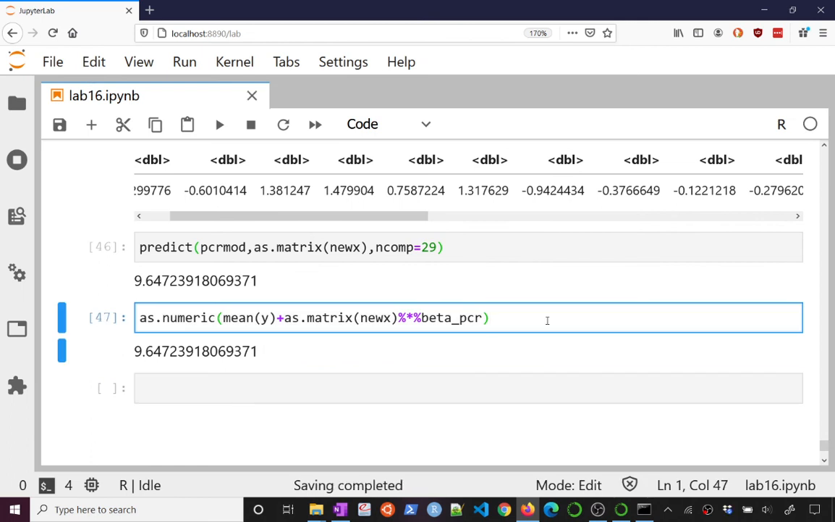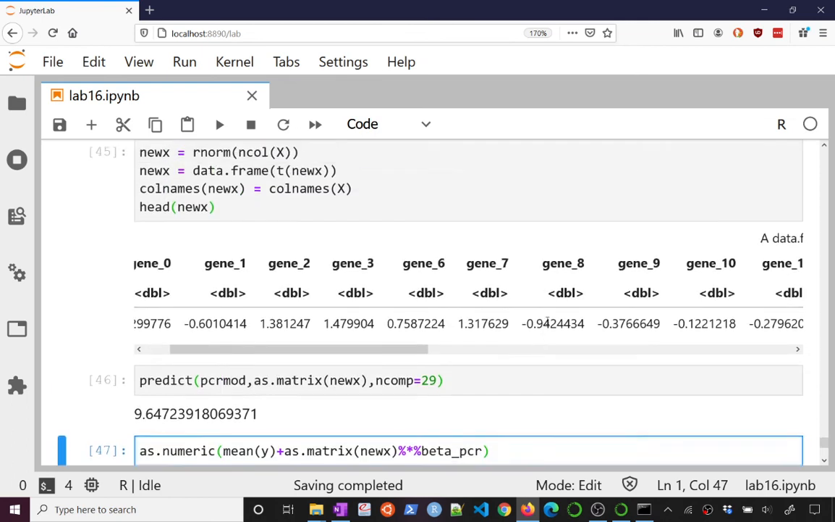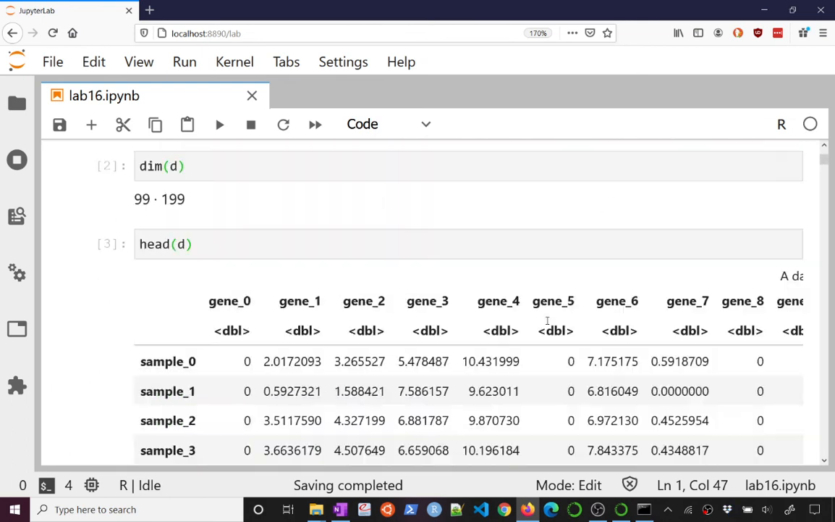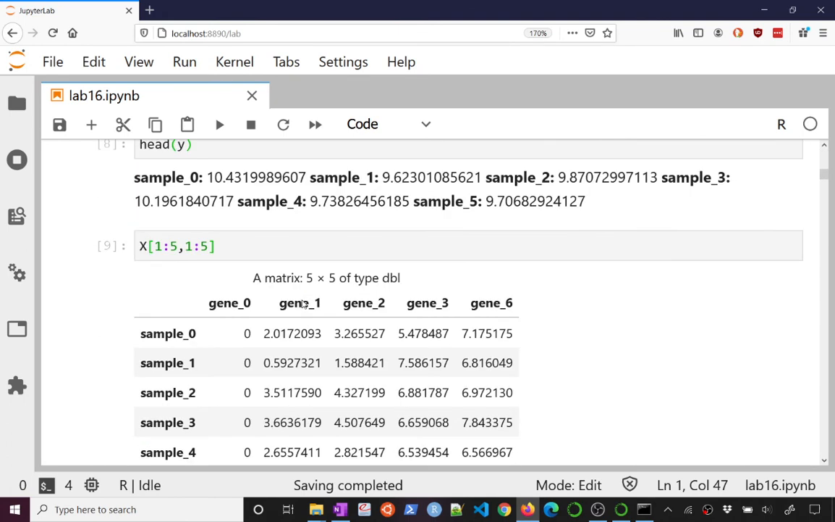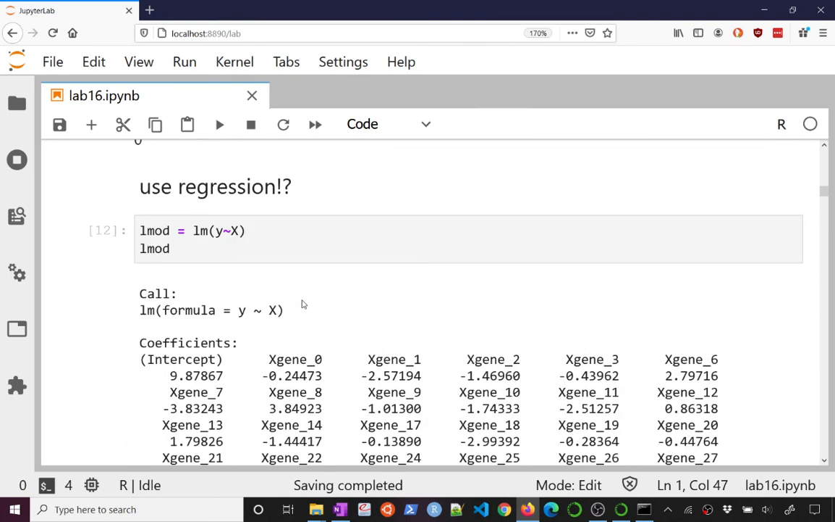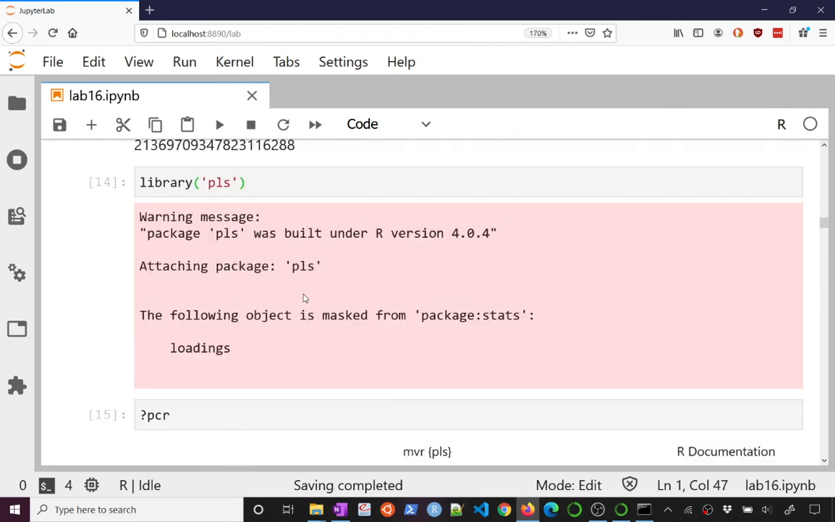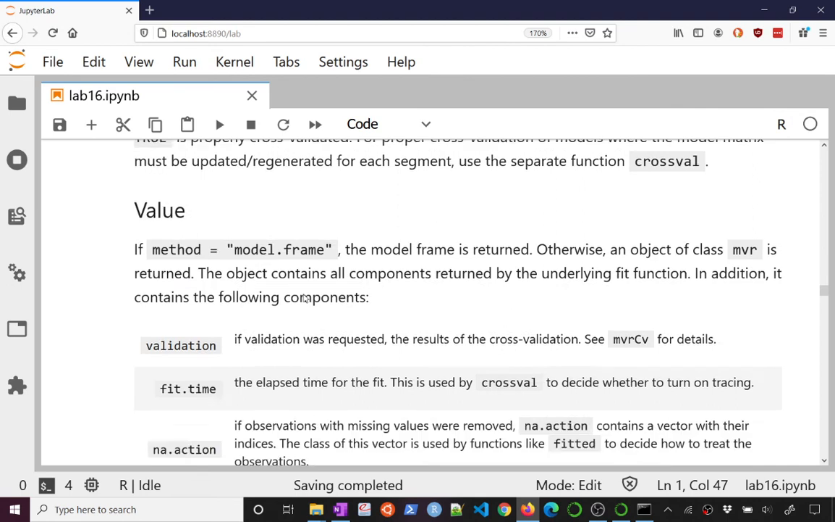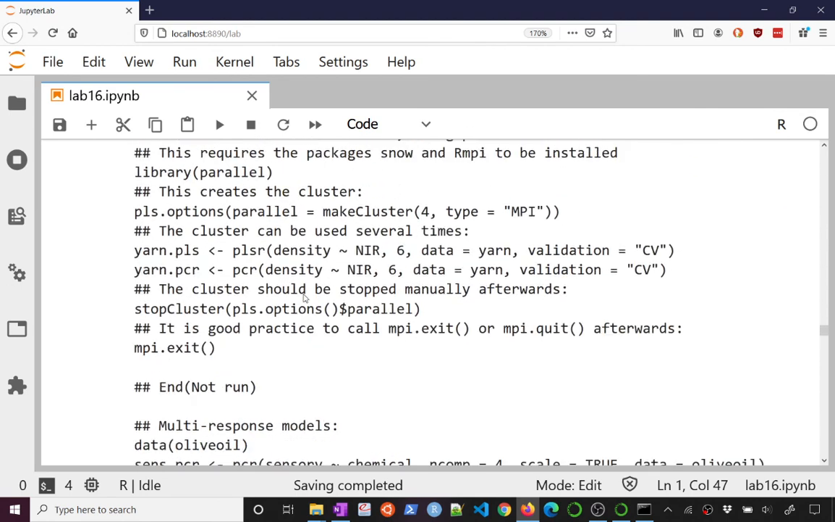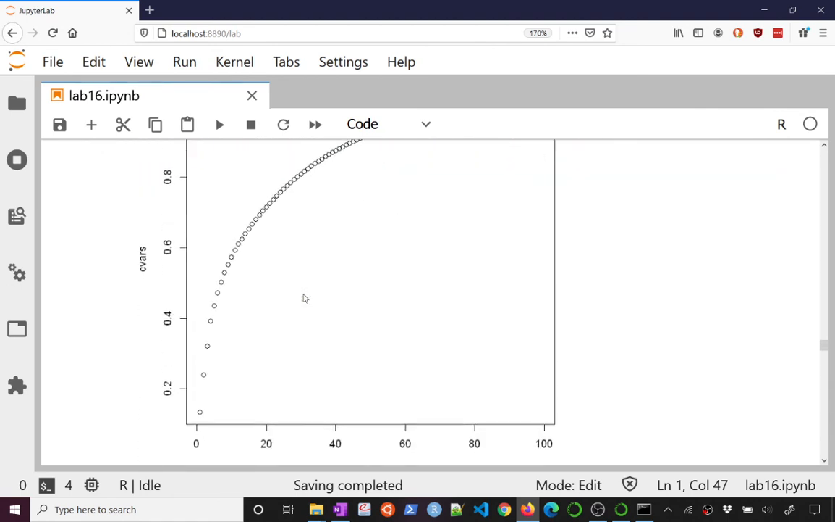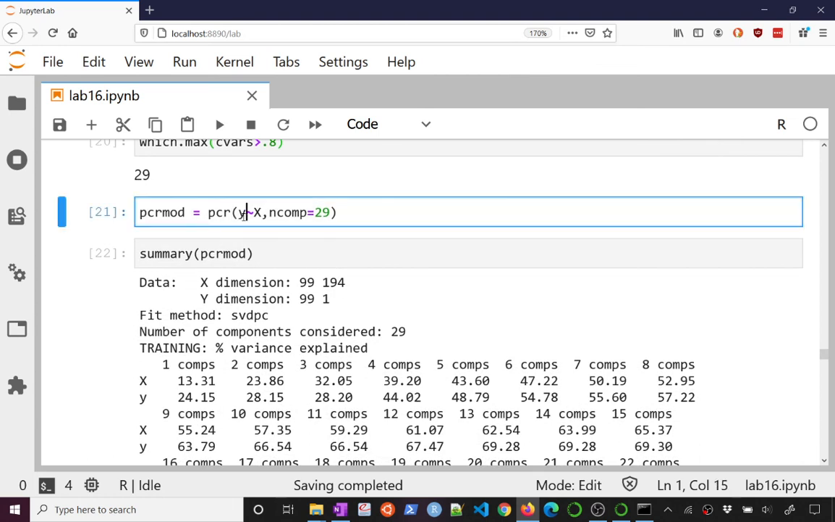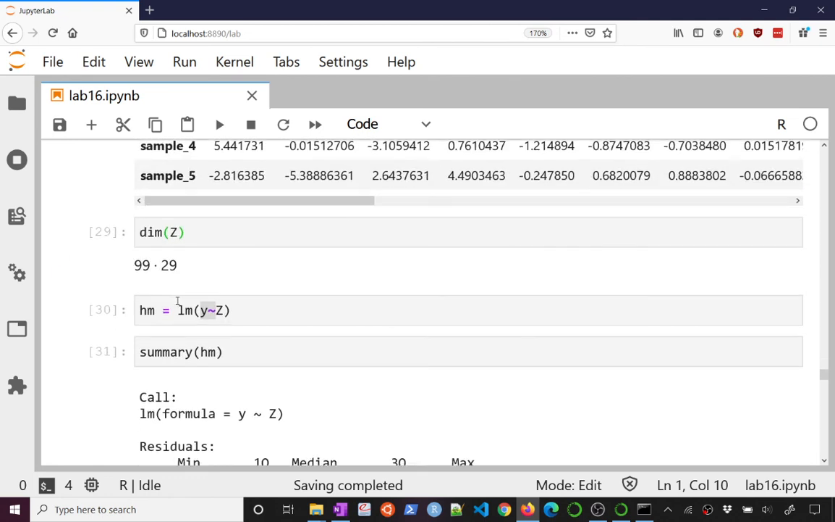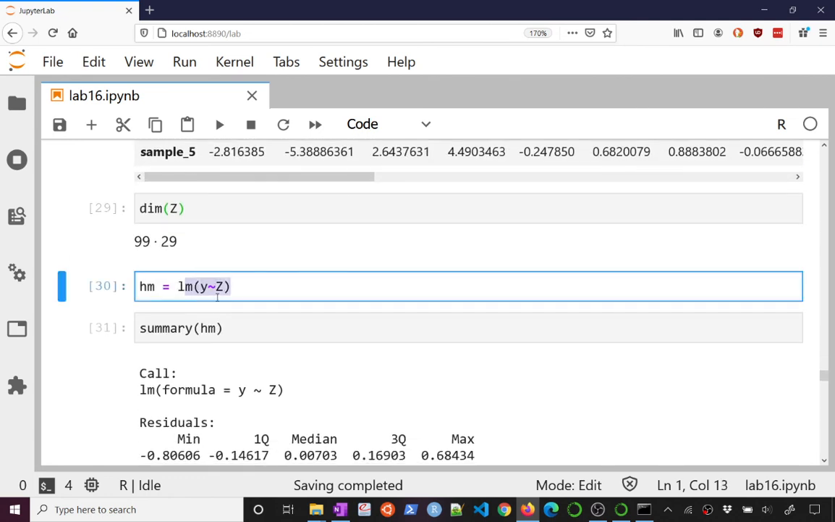So that's all that's happening behind the scenes. That's the quick summary, a real quick summary of PCR regression. You should just keep in mind that because we can't fit this linear regression model, all we're doing is calculating the principal components, and we are just fitting the regression model, instead of Y on X here, we calculate the principal components Z, and we fit the model of Y on Z. And that's basically what's happening.